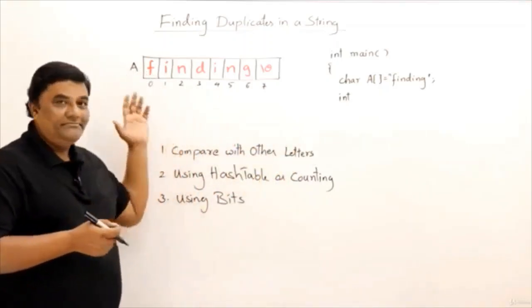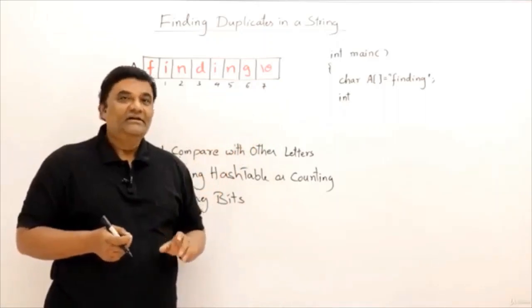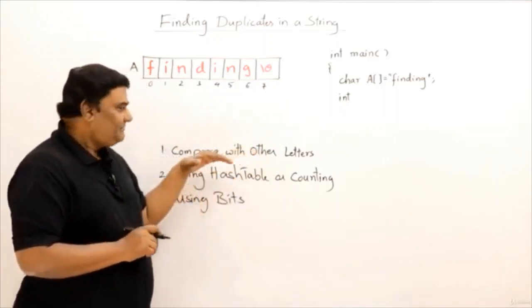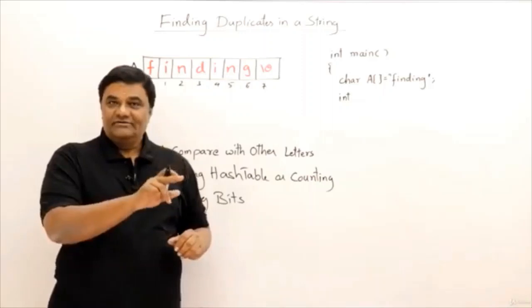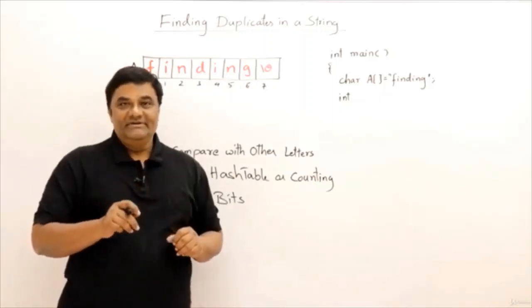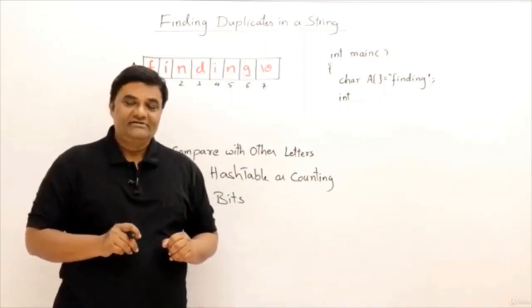So we will take an alphabet and compare with the rest of the alphabets in an array. So the method is the same, so I will not explain it in detail. You can refer back to the video on finding duplicate elements in an array of integers.